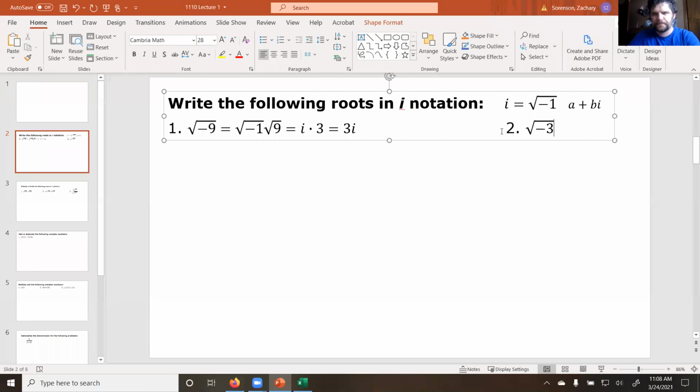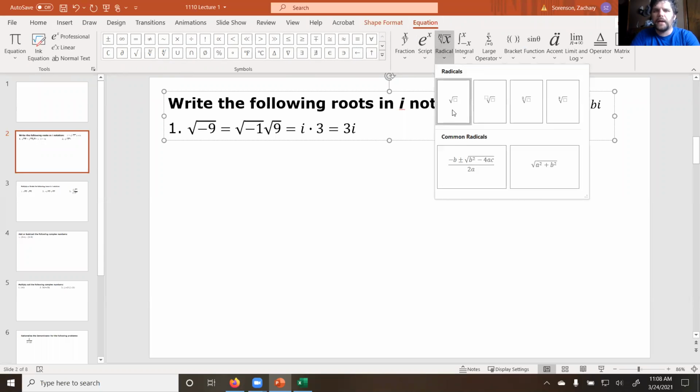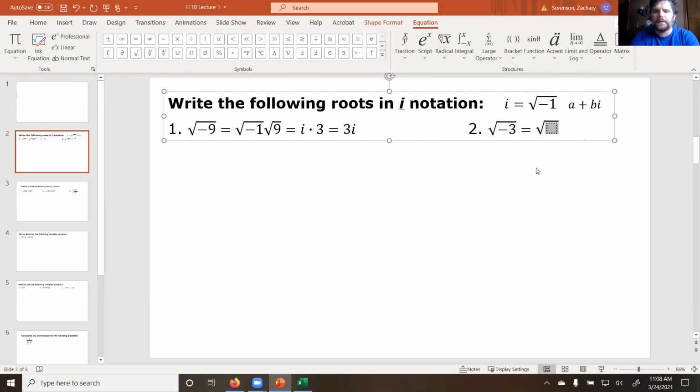Great. Question 2, exact same concept. I have the square root of -3. Don't know what that is, not a real number. I'm going to adjust it and get i times the square root of 3. Square root of -1, getting ahead of myself. And so I know that the square root of -1 is i.